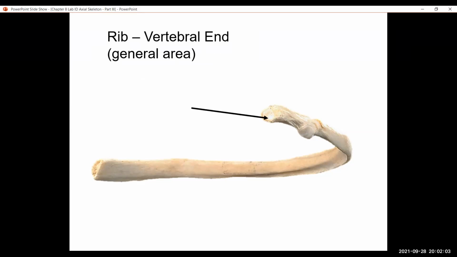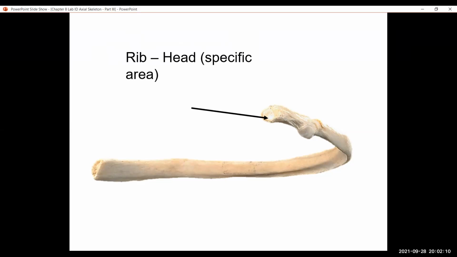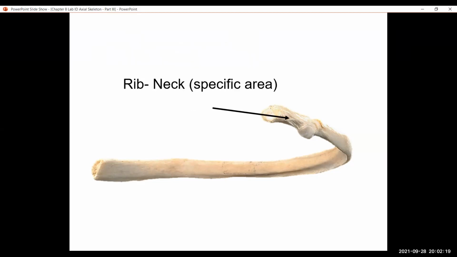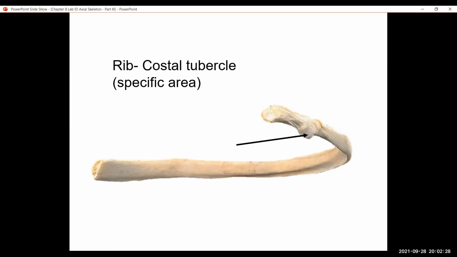And then this end is where the rib articulates with the thoracic vertebra. That's the vertebral end. So the knobby end here is called the rib head or costal head. Okay, and where it tapers down, that is called the neck, the rib neck or the costal neck. And then you got another bump there, and that's called the costal tubercle or the rib tubercle. And that part of the rib attaches onto the transverse process.